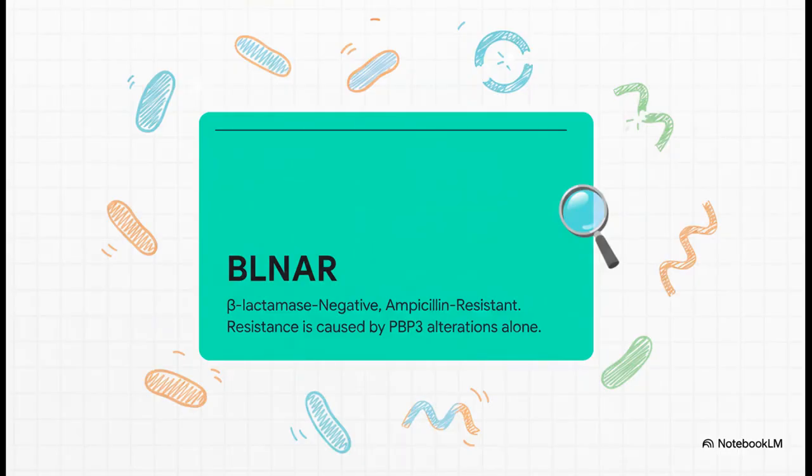And that brings us to this specific phenotype, BLNAR. It stands for beta-lactamase negative, ampicillin resistant. You absolutely have to know this term. This is the one where resistance is coming only from those mutations in PBP3. The beta-lactamase test will be negative, but the bug is still resistant to ampicillin.